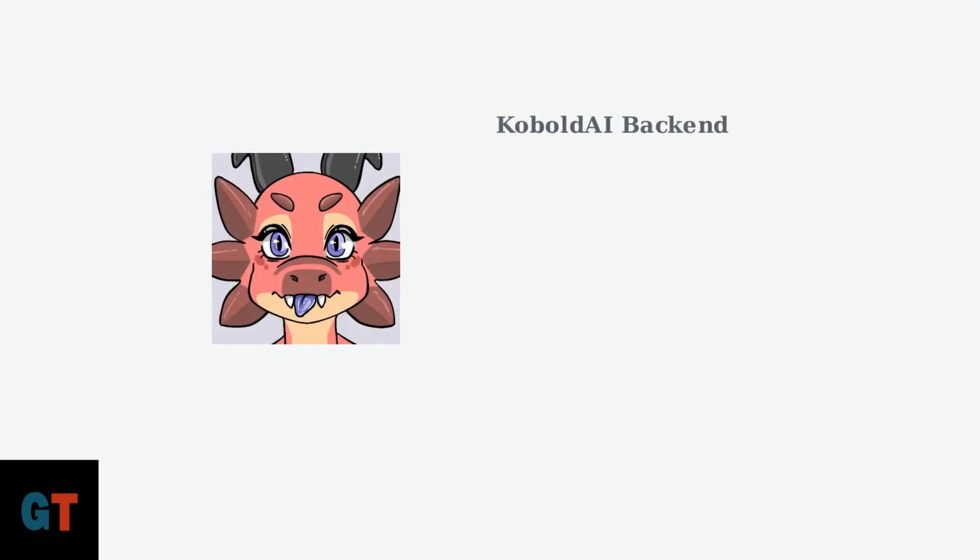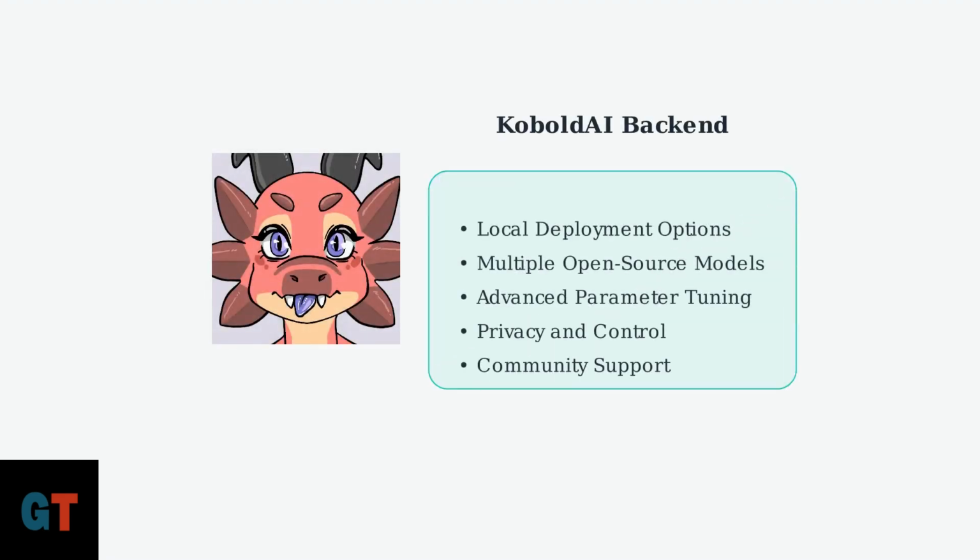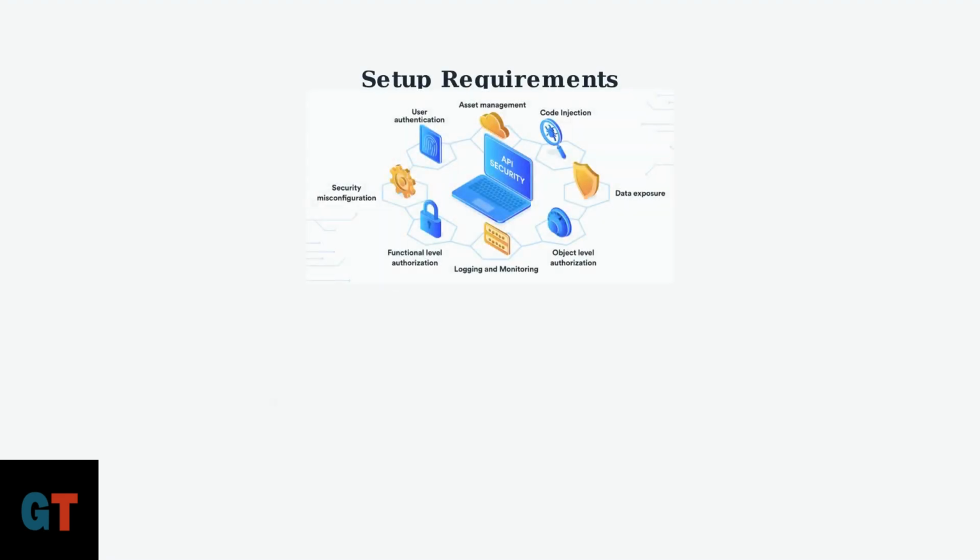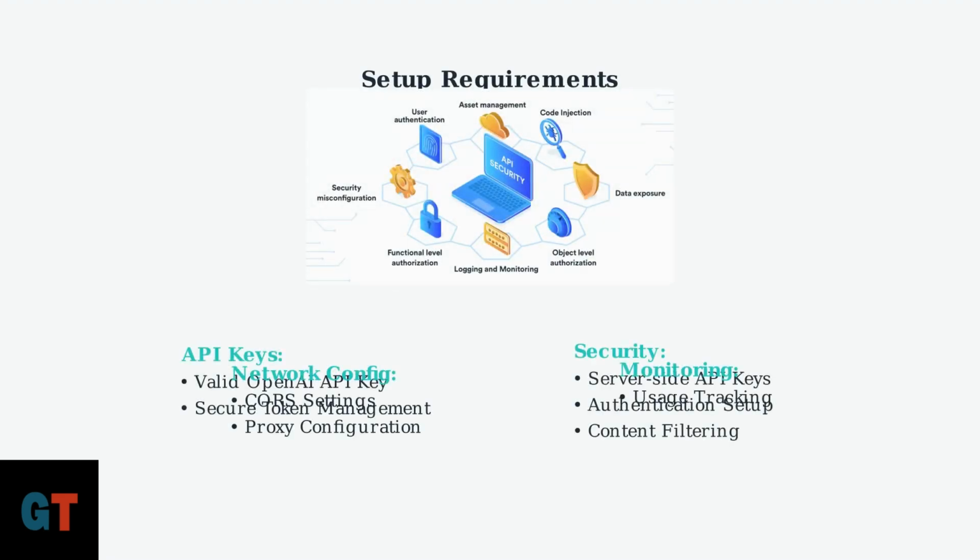KoboldAI provides an alternative approach with options for local deployment and extensive model customization. This gives users more control over their AI characters and privacy over their data. Before you can start building AI characters, you need to handle several technical prerequisites. This includes obtaining valid API keys, configuring your network settings, and implementing proper security measures.